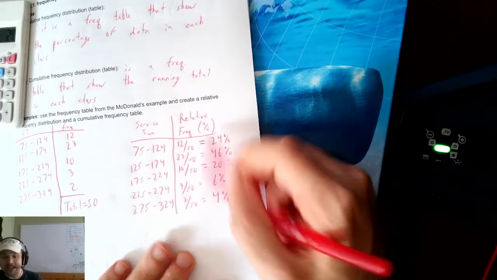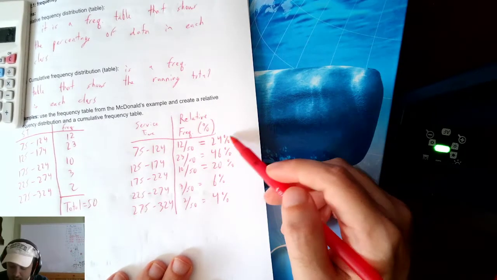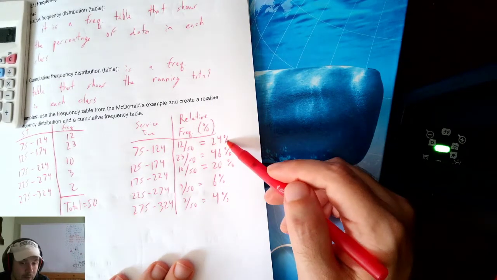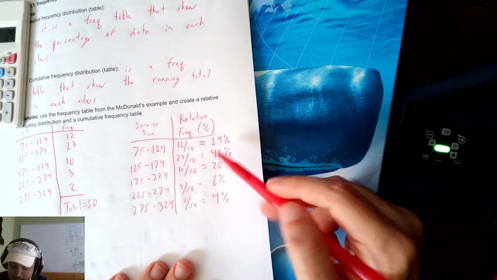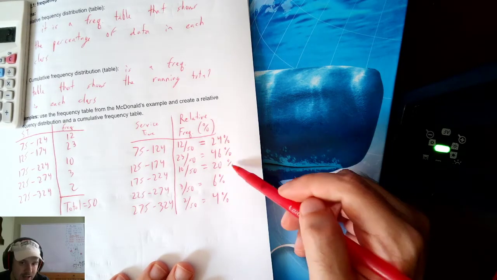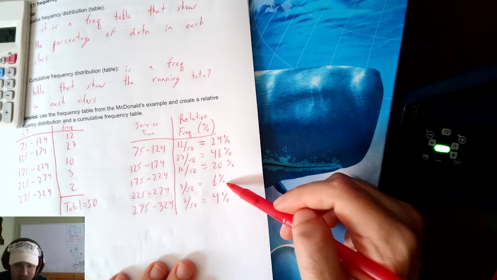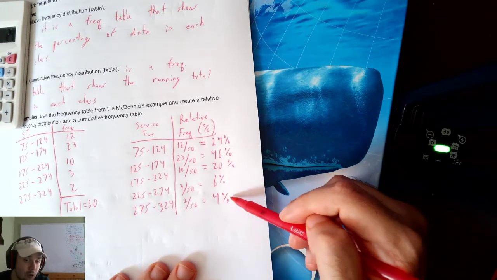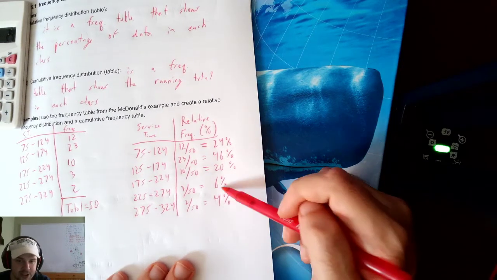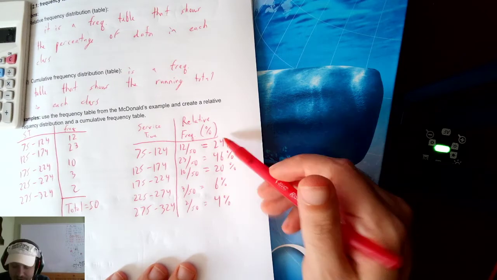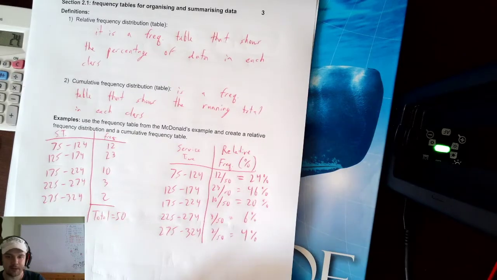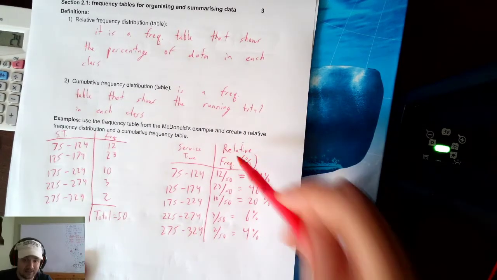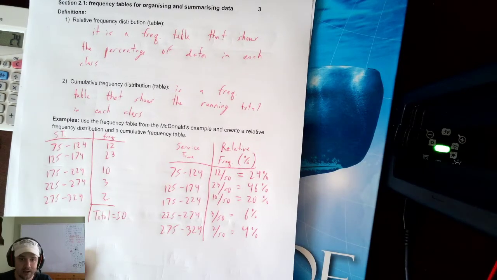So I wanted these percentages here. My first category had 24% of the data in that class. My second had 46%. My third, 20%. My fourth, 6%. And my last, 4%. These are the percentages, right? I have how much data is in each one as a percentage. That's the relative frequency. So that's relative.